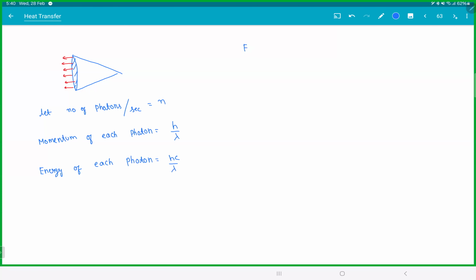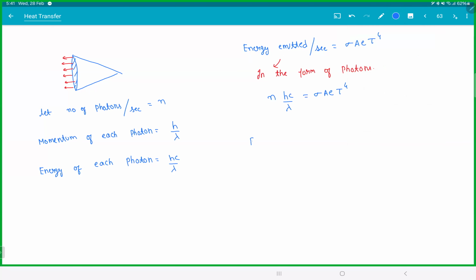What is energy emitted per second? Energy emitted per second is sigma a e t power 4. Now you need to understand all this energy is emitted in the form of photons. So whatever photons are coming out, that is only radiation, isn't it? So number of photons per second into energy of each photon hc by lambda should be sigma a e t power 4. Make sense?